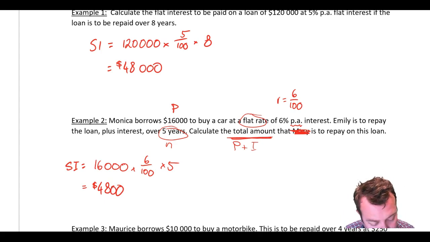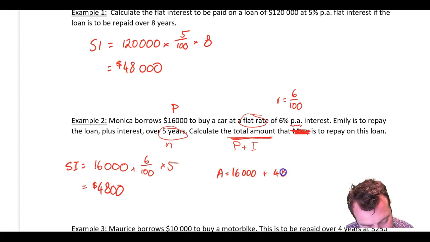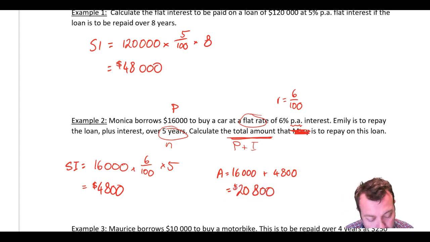and the principal. The total amount repaid is, so I'm going to say A for amount, is 16,000 plus 4,800. Okay, and look, I don't need the calculator there. That's going to be $20,800 is what Monica will repay for the car.